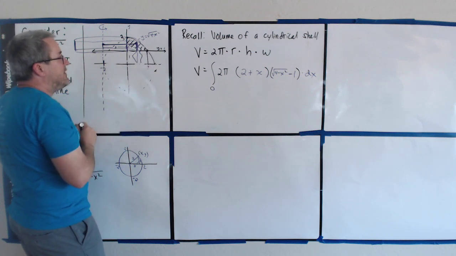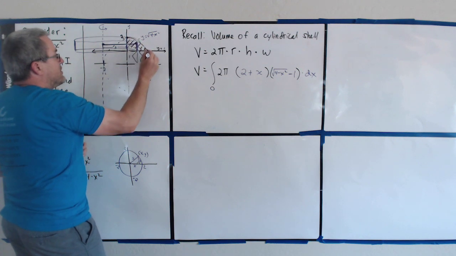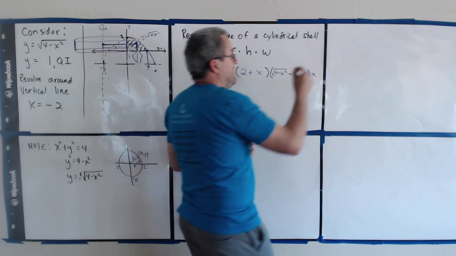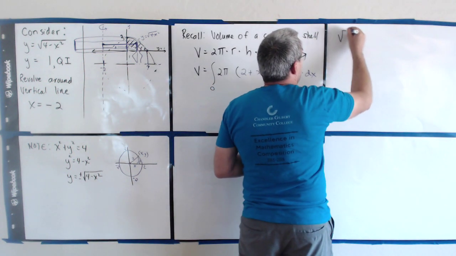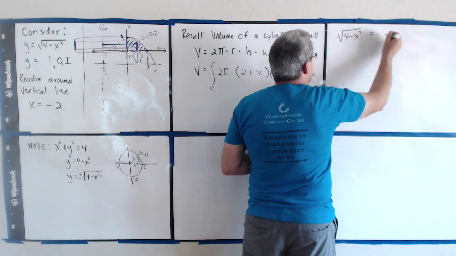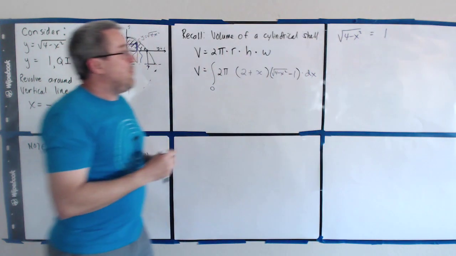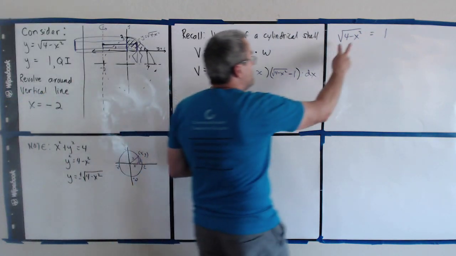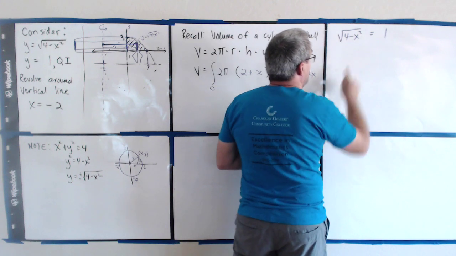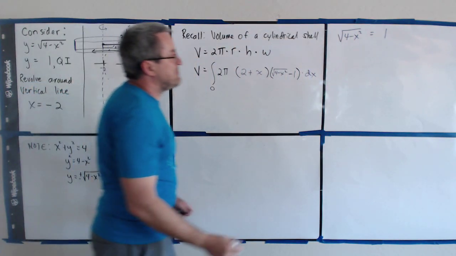Now, where is here? Notice here is where that quarter circle intersects y equals 1. Listen to what I just said. It's where that quarter circle, y equals the square root of 4 minus x squared, intersects y equals 1. So we just have to find out, where does that intersection happen? Where does y equals the square root of 4 minus x squared equal y equals 1? What value of x makes that true?